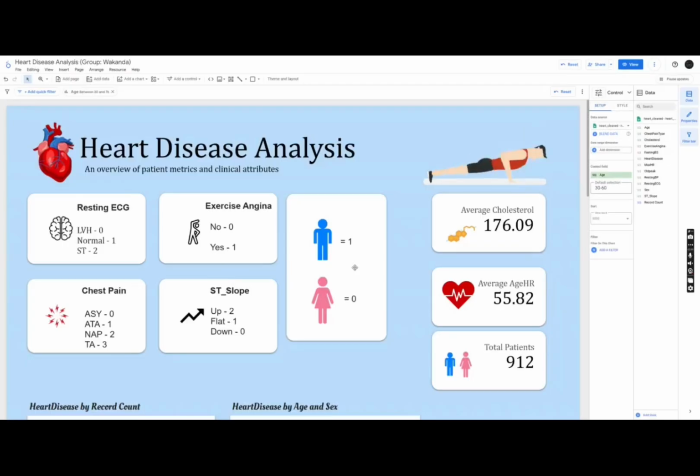Thank you. Hi everyone. So I'm going to walk you through this heart disease analysis dashboard built using Google Looker. This dashboard provides a comprehensive overview of patient data and clinical attributes related to heart disease, helping us better understand the key factors involved.